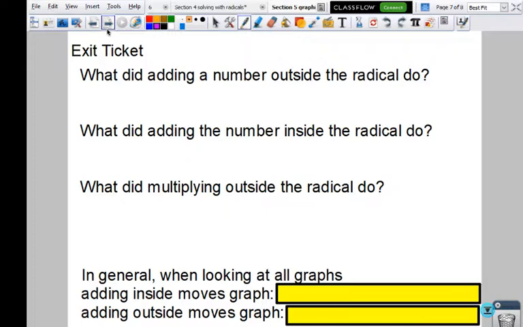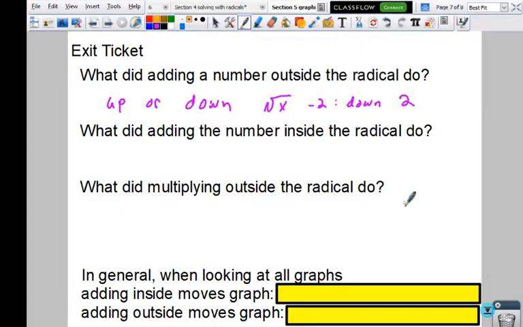So when I added a number outside the radical, outside our square root, what did it do? How did it move? It moved up or down, right? So when it was outside, it moved up or down. For example, square root of x minus 2 means I'm going down 2.